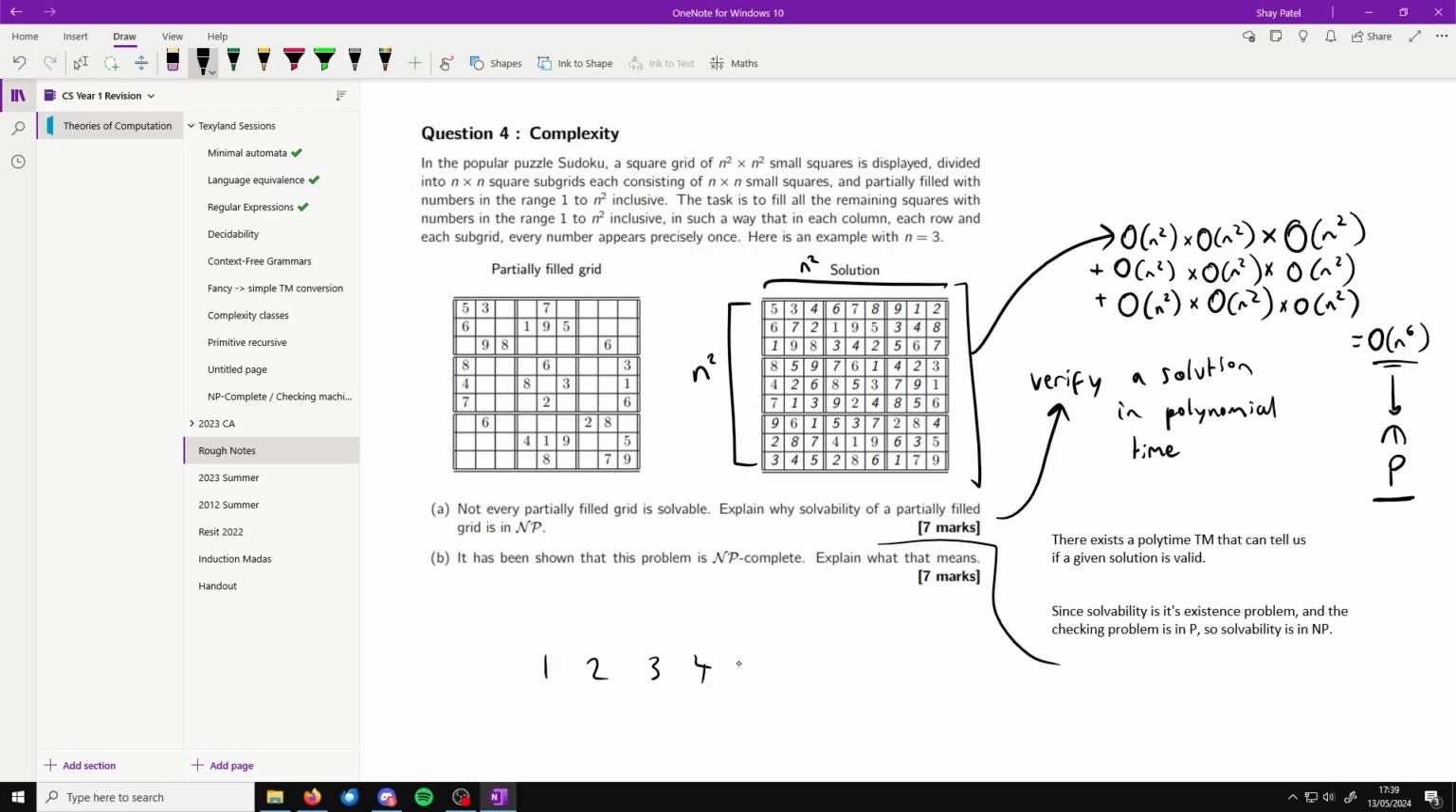Wait, so if you give any checking machine in polytime, surely it's correct because you've still shown it's in NP. It doesn't matter what the polytime is. No, but if you've calculated the time complexity wrong, you lose marks for that, even if it's in polynomial. Right. Yeah.